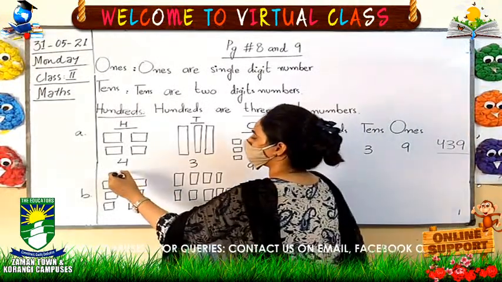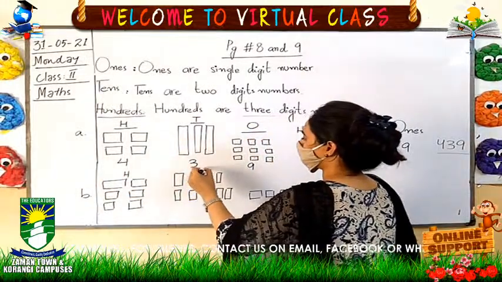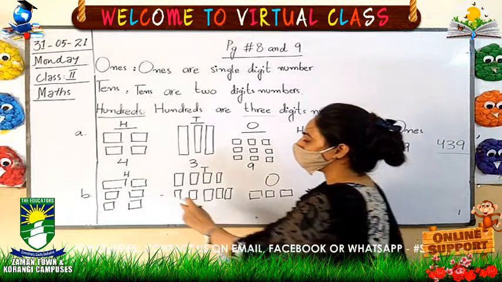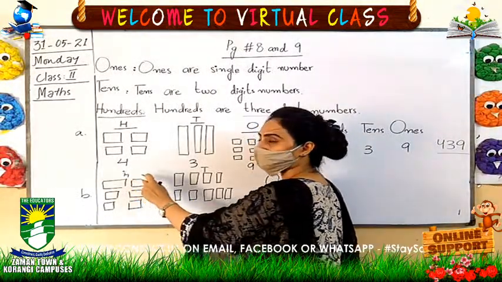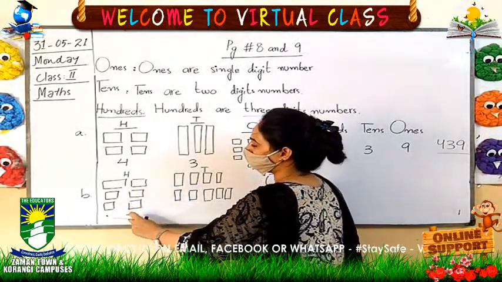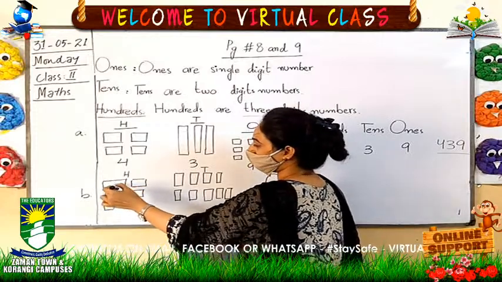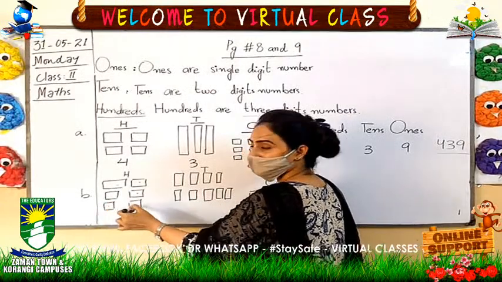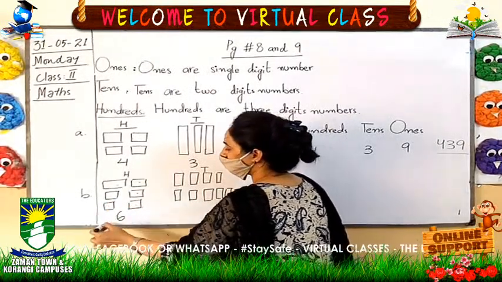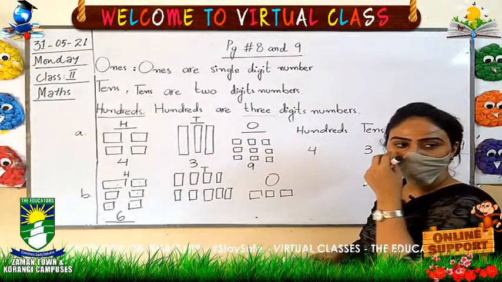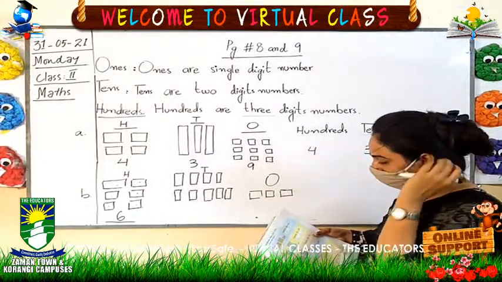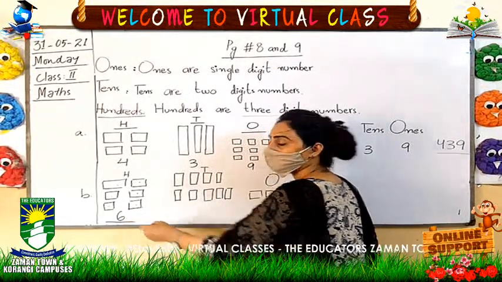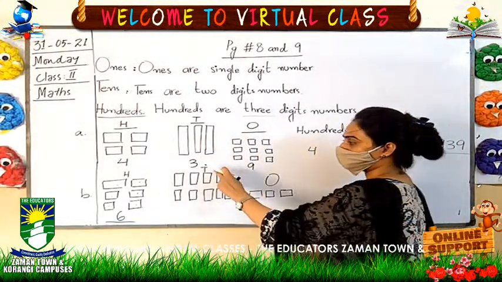Mentioned here, this is 100, this is tens, and this is ones. Now count the boxes with me. First, we will count the value of 100. Count it with me. 1, 2, 3, 4, 5, 6. Write 6 here. This is the value of 100. Right here. 6.